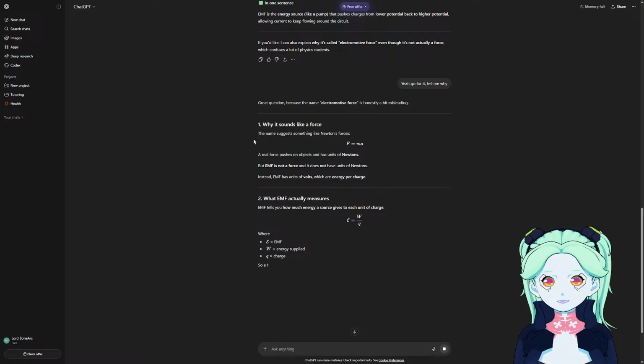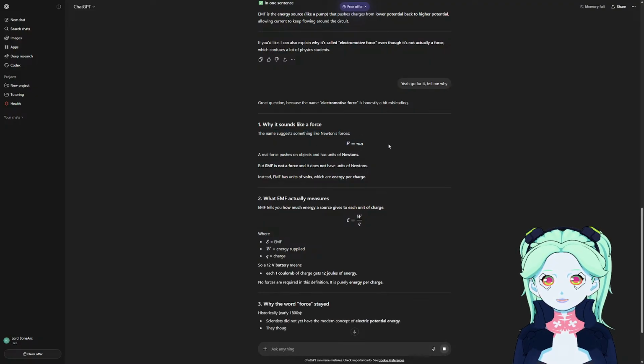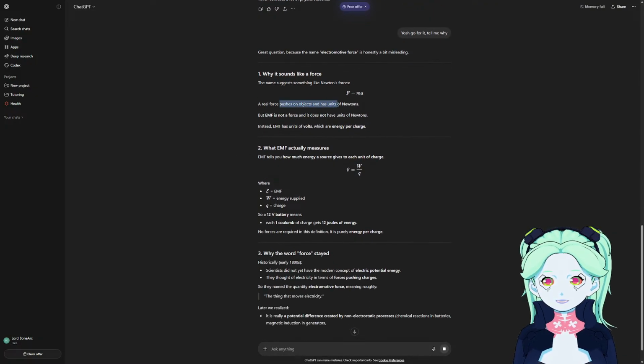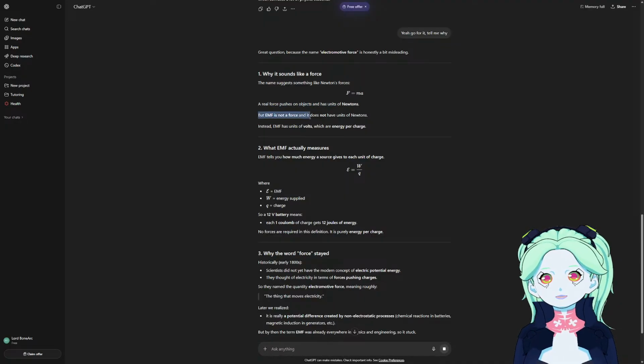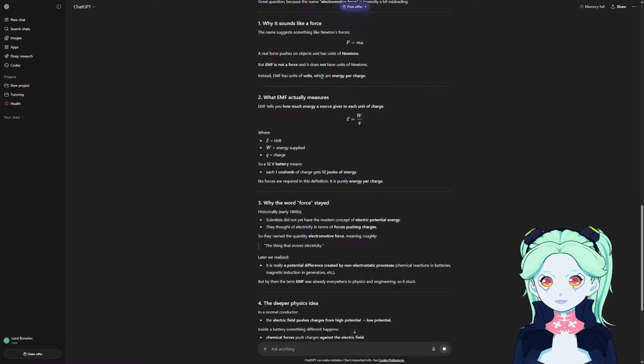Why does it sound like a force? The name suggests something like Newton's forces, F equals ma. A real force pushes on objects and has units of newtons, but EMF is not a force and it does not have units of newtons. Instead, EMF has units of volts, which are energy per charge.